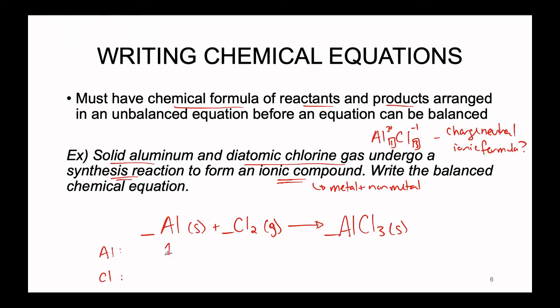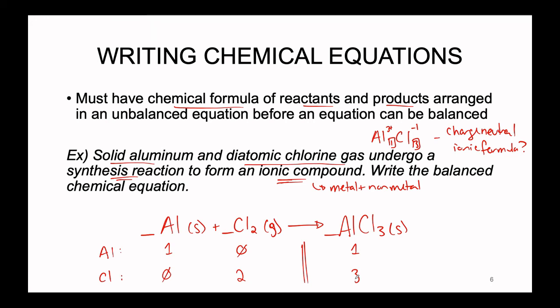Aluminum as an element has 1 aluminum, no chlorine. And chlorine as an element has no aluminum, but 2 chlorine atoms since it exists as a diatomic. Our product, aluminum chloride, consists of 1 aluminum and 3 chlorines. So here we can see that we're going to have to start scaling things up since we do not have a balanced number of chlorines on the reactant and product side.